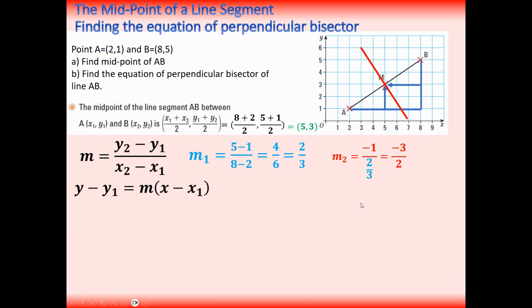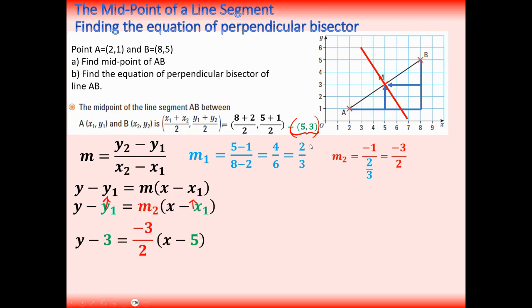Okay, so the midpoint was 5 comma 3. Remember what we found here? You need to use the midpoint here. Don't forget, don't take A or B. Bisector means that the line goes through halfway between A and B. So then we're taking 3 and 5, and I've color coded these values so you know where they came from.